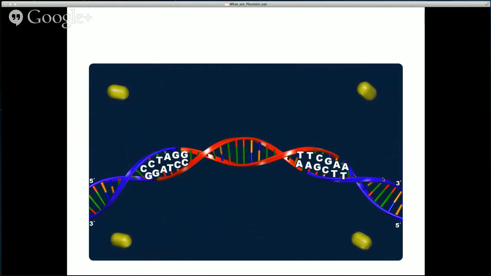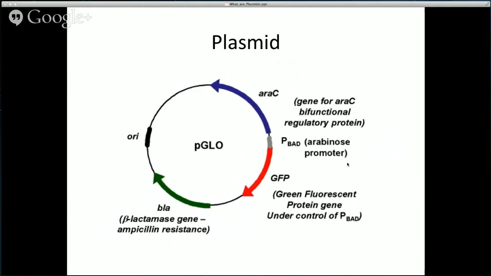Now at this point, they're still only being loosely held by hydrogen bonds. They can easily break. You need an enzyme called ligase to come and finish off those phosphate backbones, so you can see those bonding together like that. And now we have created a plasmid called P-Glow that will fluoresce under UV light. And it also has a PBAD, beta-lactamase, origin of replication, and AraC.